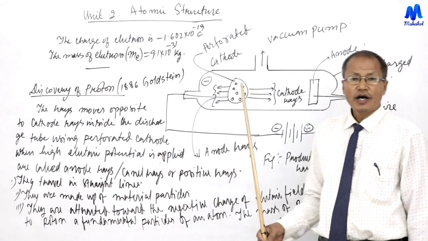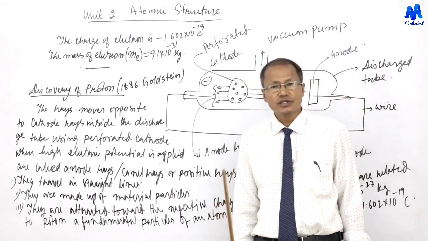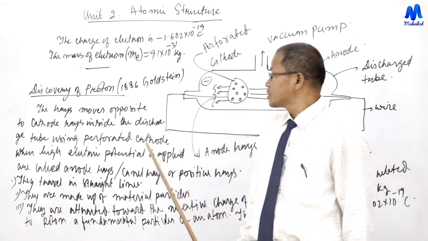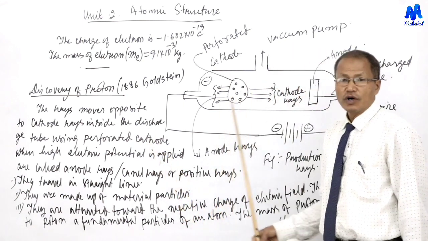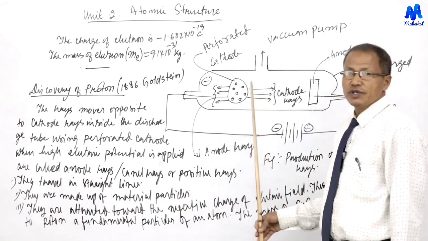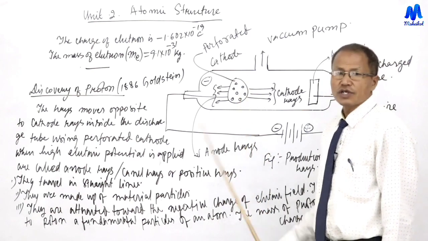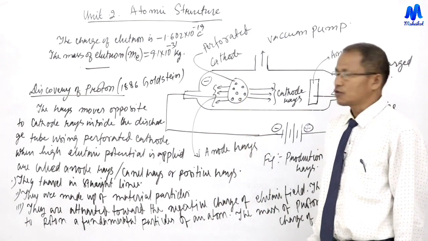Experiment modified by the Willem-Koch experiment. The discharge tube is replaced by a perforated cathode. What do you mean by perforated cathode? A perforated cathode means a metal containing small holes.